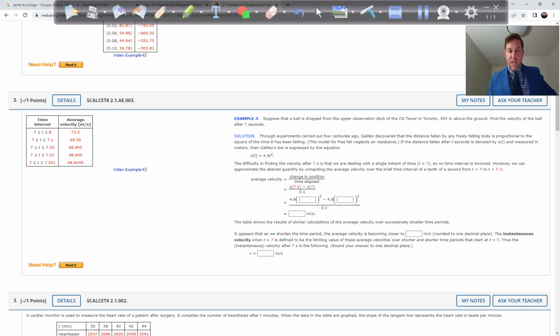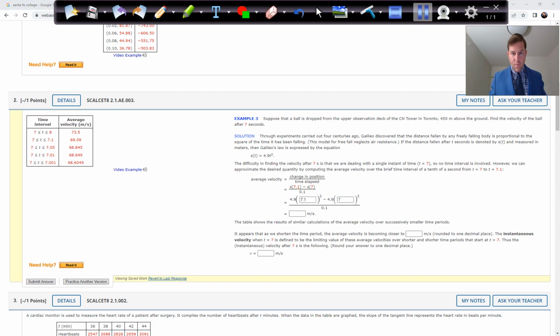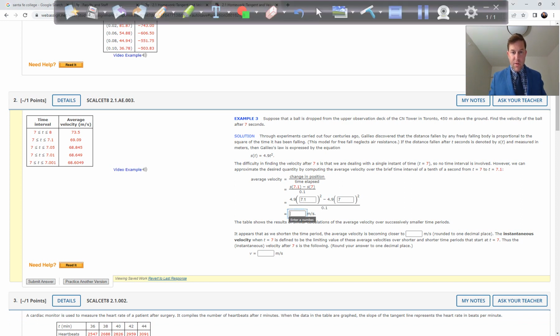So they take the position at 7.1, which is 4.9 times 7.1 squared, minus the position at 7, which is 4.9 times 7 squared, and then you divide by that change in time, which is 1/10 of a second. If you square 7.1 and square 7, multiply each by 4.9 and subtract, you will get about 6.909 on top, and when you divide by 1/10, it just in essence multiplies by 10. Move the decimal place 1 to the right, and you'll get 69.09.